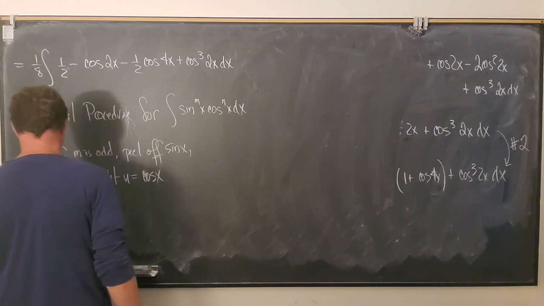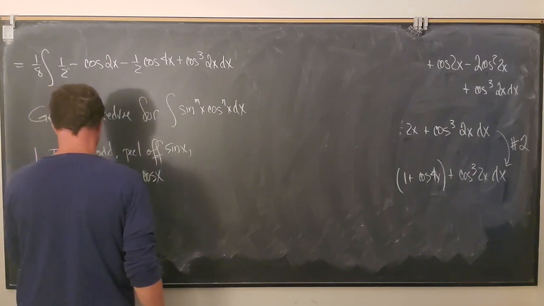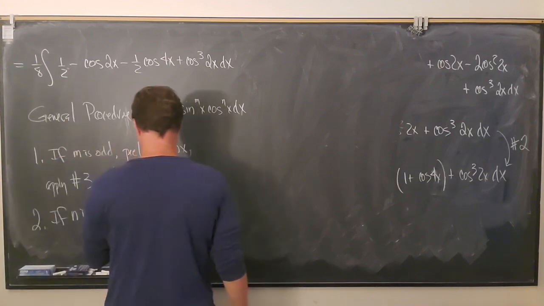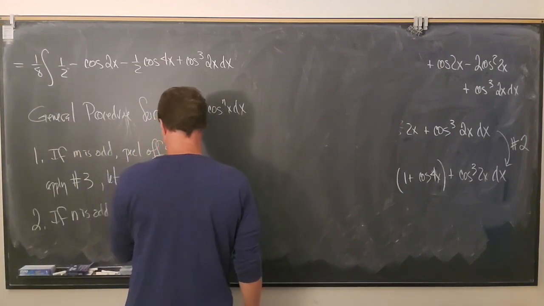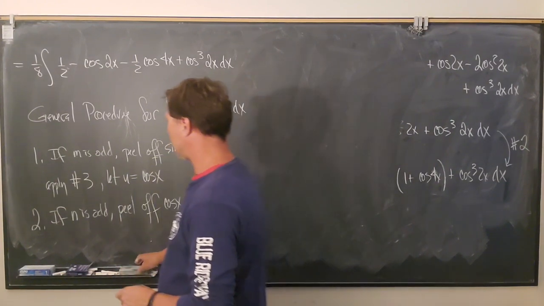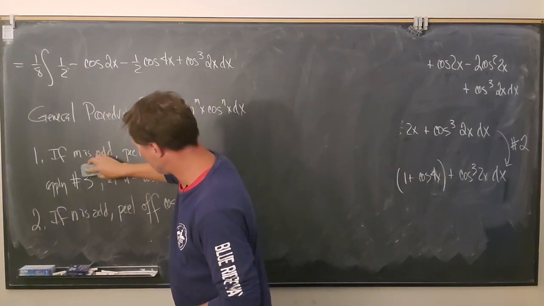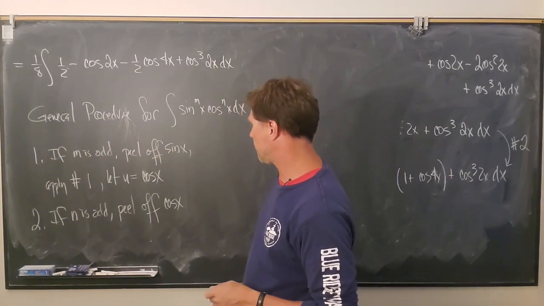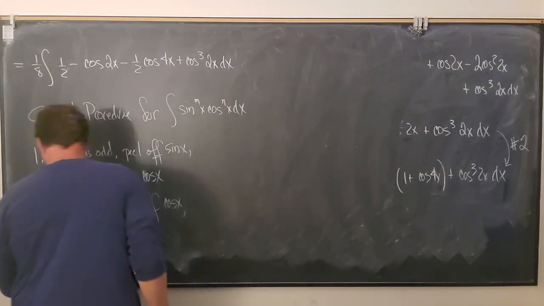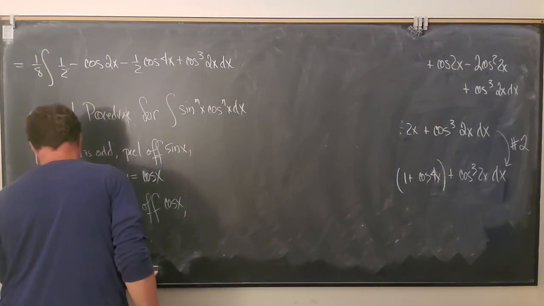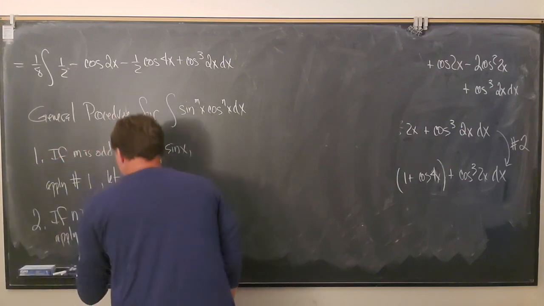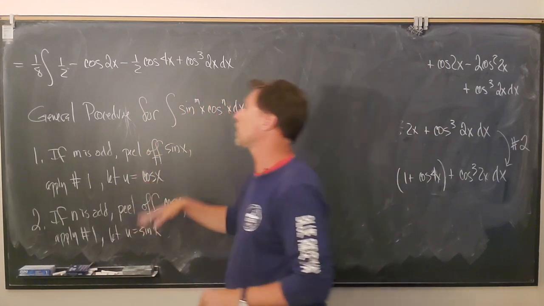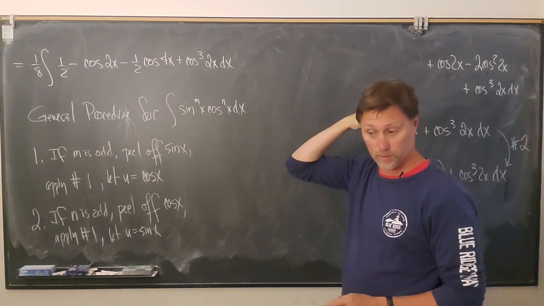Second possibility, if n is odd, so now we've got an odd power of cosine, peel off cosine x. Oh, sorry, I made one mistake here. It's not apply number 3. Sorry, it's apply identity number 1. Peel off cosine x, apply identity number 1 again, but now you're going to let u equal sine x. These steps right here will convert the integral into that of a polynomial.